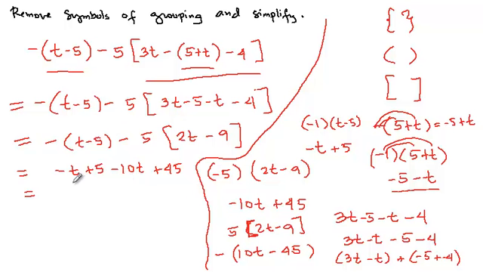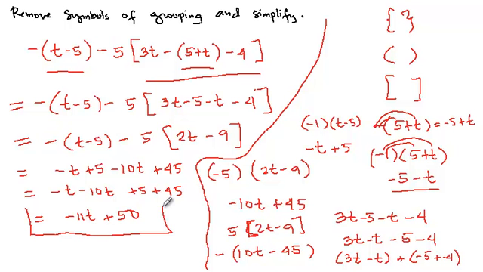So ato na pong like terms, katong mga na t atong sa gulo. So negative t minus 10t. Then kani plus 5 plus 45, so mga constant. Negative t minus 10t is negative 11t. 5 plus 45, that's 50. Okay, I think we got now the answer: negative 11t plus 50. Mao na ang answer. Okay?